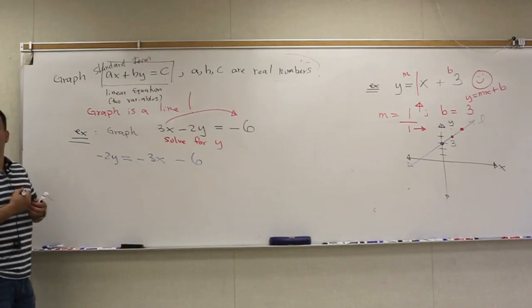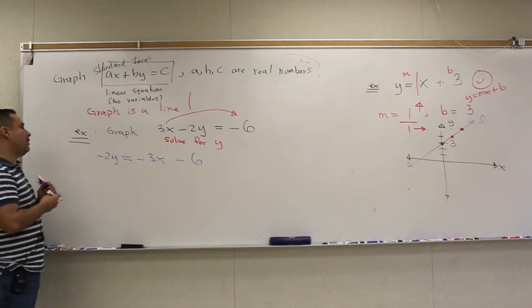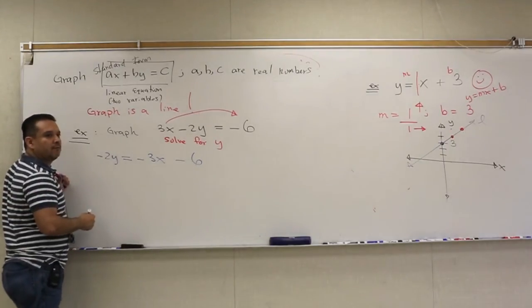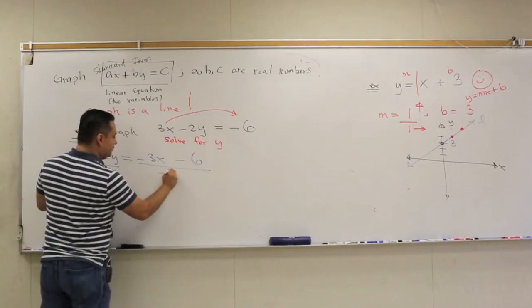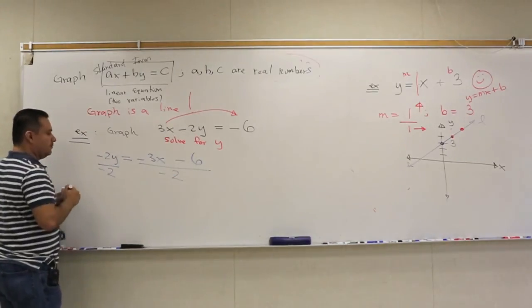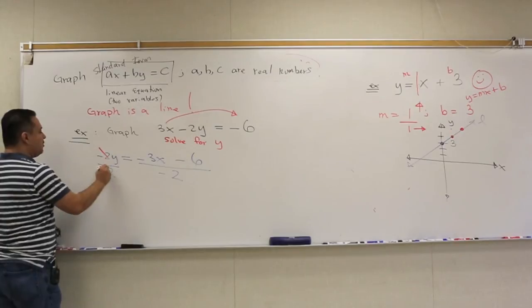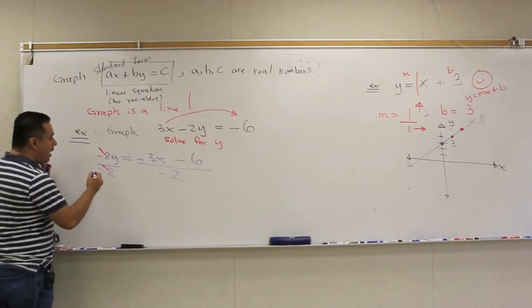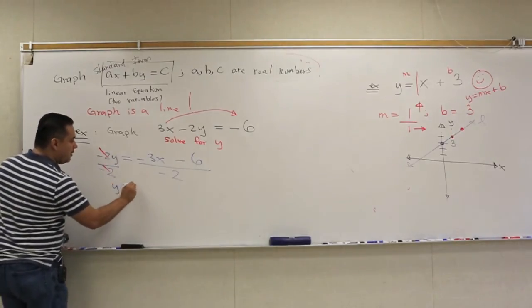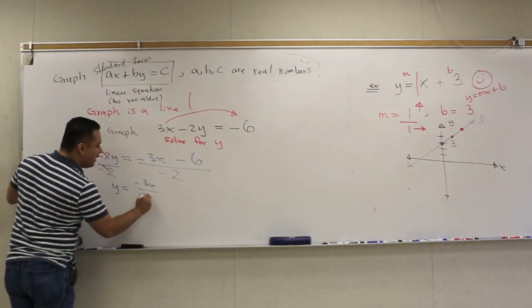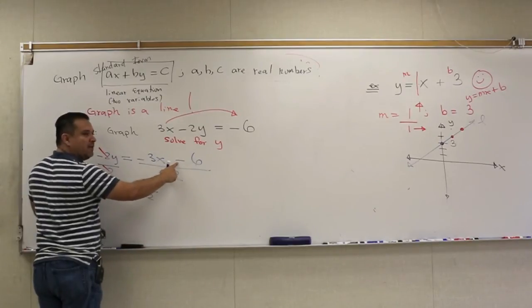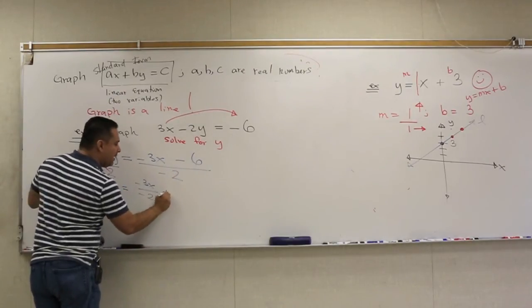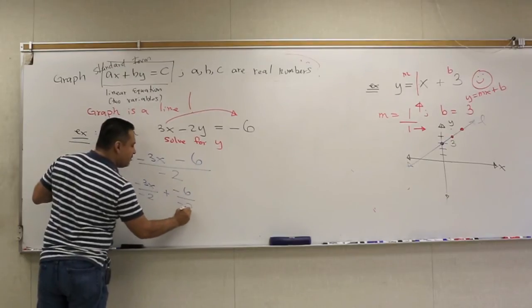Okay, you okay with this? Now what do I do? Divide both sides by negative 2. So cancel your negative 2's. You get y to be negative 3x over negative 2. And I'm going to do something here. You guys may say, what's going on with this? Well, I can say plus a what? Negative 6 over negative 2. You okay with that?